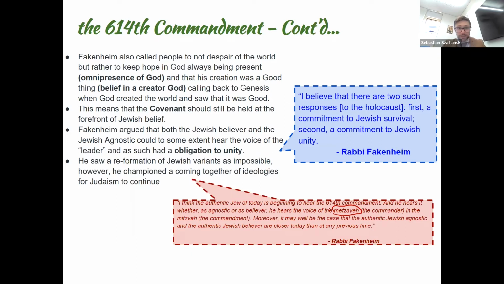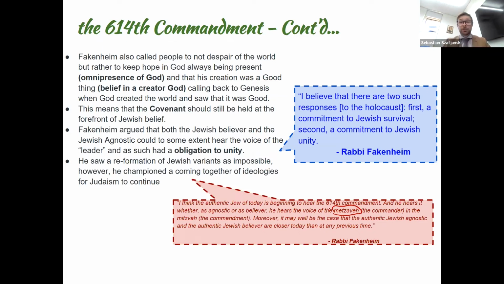And this quote here, the reason I put this quote in is because I love it. I think it's really, really strong. And bits of it are really good to be used if you're using this idea of Fackenheim, talking about unity within Judaism and the propagation of the Jewish people. He says, "I think the authentic Jew of today is beginning to hear the 614th commandment, and he hears it whether as agnostic or believer." So whether they are fully practicing their religion or whether they've become a cultural, less religious Jewish adherent.